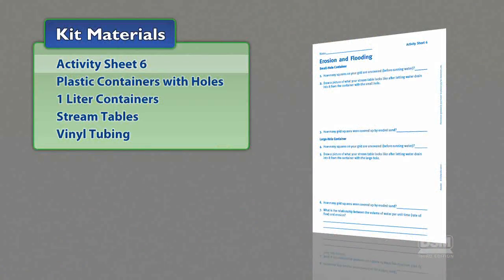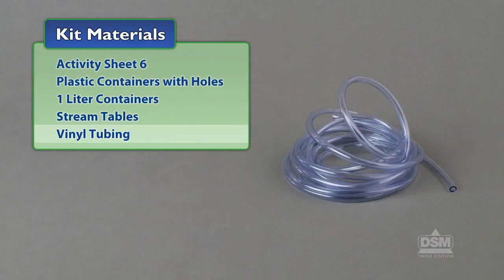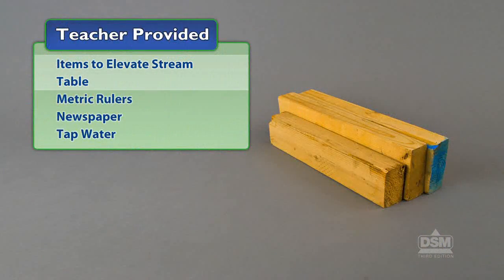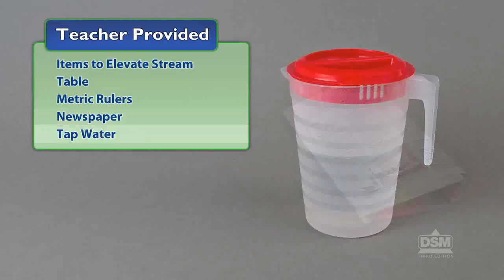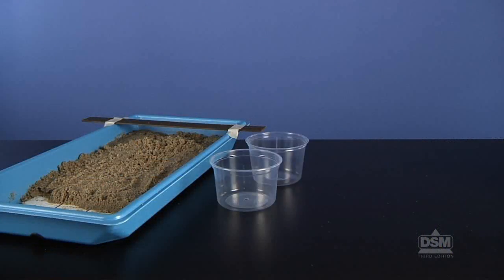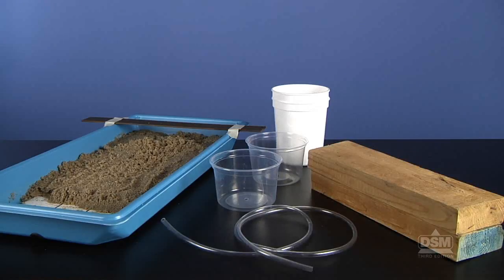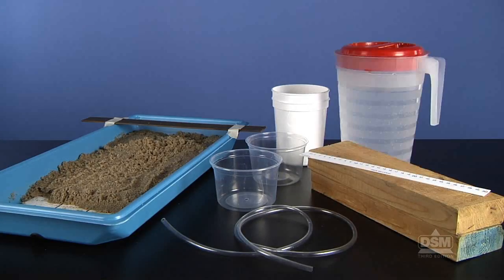You will need the following materials from the kit: Activity Sheet 6, plastic containers with holes, 1-liter containers, stream tables, and vinyl tubing. You will also need to provide items to elevate the stream table, metric rulers, newspaper, and tap water. To prepare for the activity, make a copy of Activity Sheet 6 for each student. Each team of 4 will need their stream table, 2 plastic containers, one with a small hole in the bottom and the other with a large hole in the bottom, 2 1-liter containers, items to elevate the stream table, a length of tubing, a metric ruler, and some tap water.